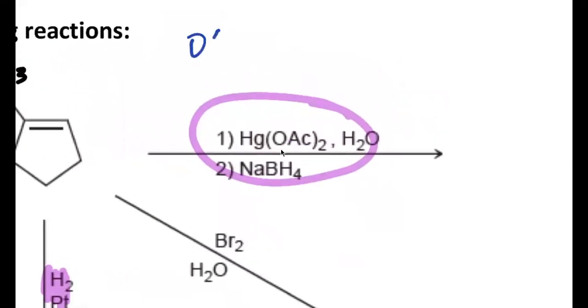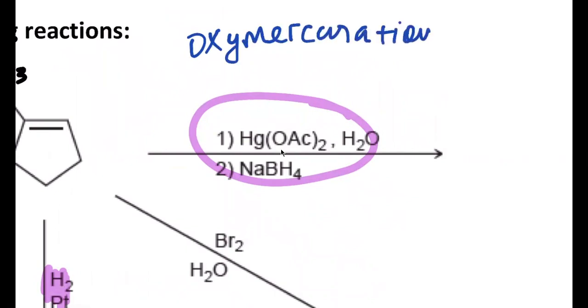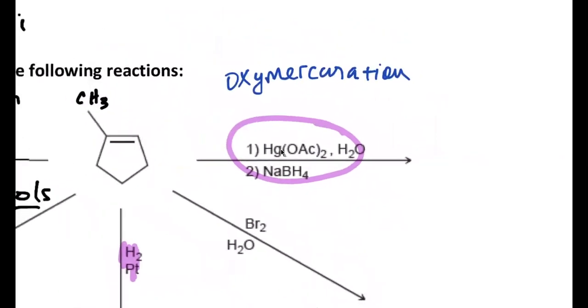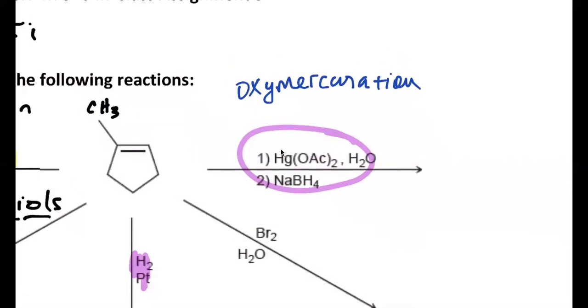What does oxymercuration do? Adds mercury and water across the double bond. Okay, but what's the final product? You're right about the water, but what do you get as a result of oxymercuration? It's a way to turn alkenes into what? Alcohol. Good. Is it Markovnikov or anti-Markovnikov? Markovnikov. Good. What does that mean? Where's the OH going to end up? That's what Markovnikov tells you, the regiochemistry. On the most substituted carbon. Good.